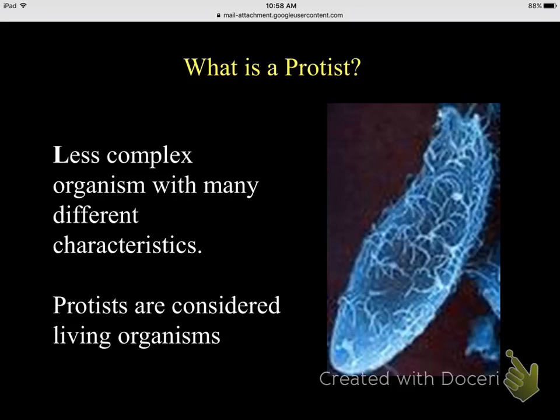So what exactly is a protist? A protist is one of the less complex organisms that we're going to learn about, but they still have many different characteristics. There are still different ways that they move, different ways that they get energy, different ways that they reproduce. So there are still specific characteristics to these organisms, even though they're not as complex as other organisms. They do meet the criteria of being a living organism, so protists are living.